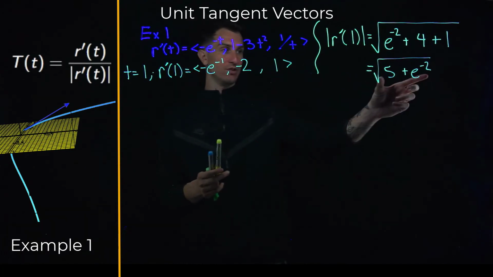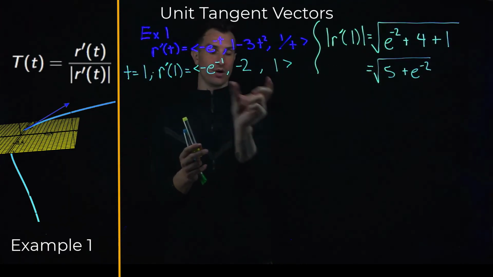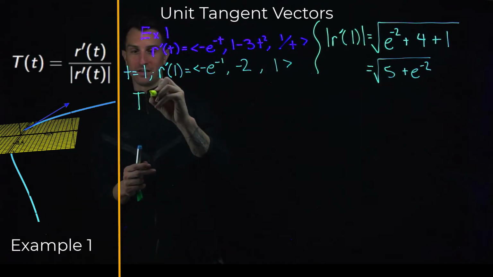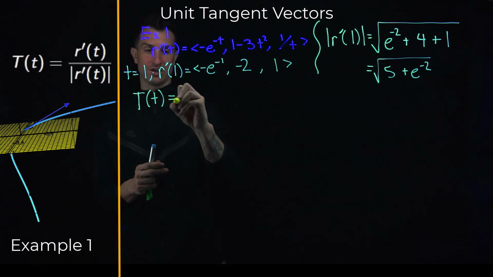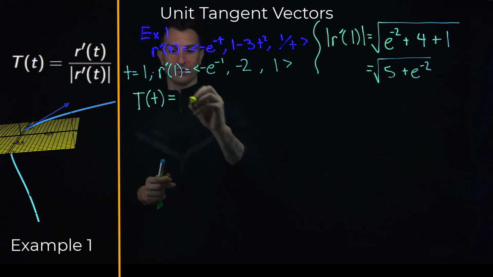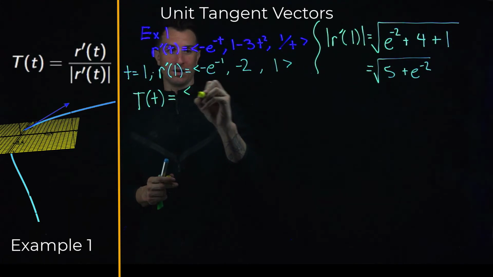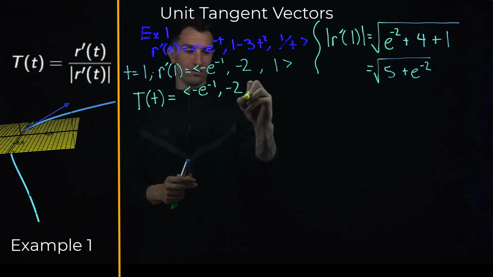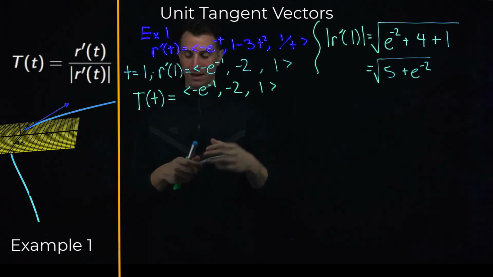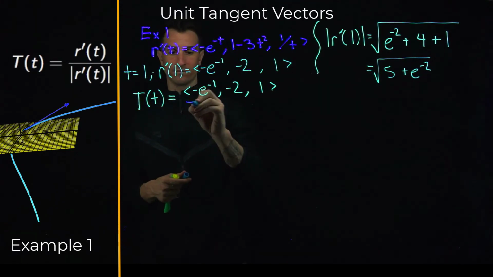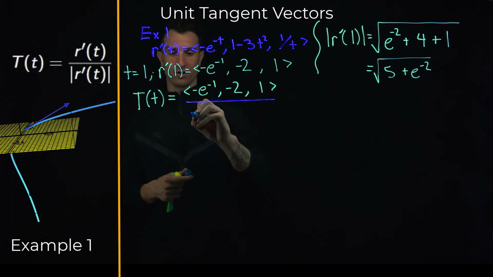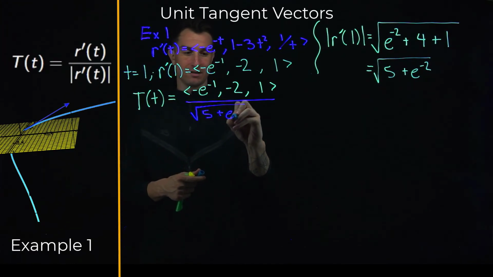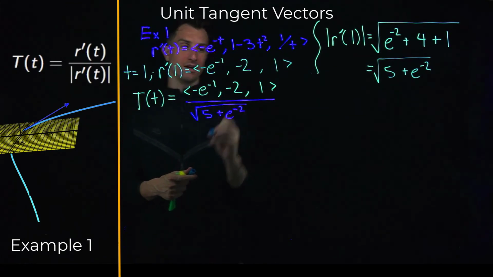And now normally you would distribute this to each piece of your component, but I'm just going to leave it because this is ugly. So we'll say T of t, for the unit tangent vector, is equal to, we'll write it as such: negative e to the negative 1, negative 2, positive 1, divided by the square root of 5 plus e to the negative 2. And we will leave that there.